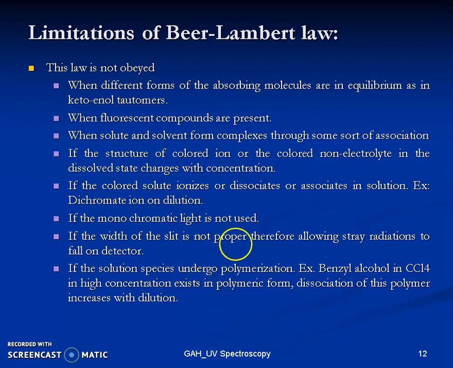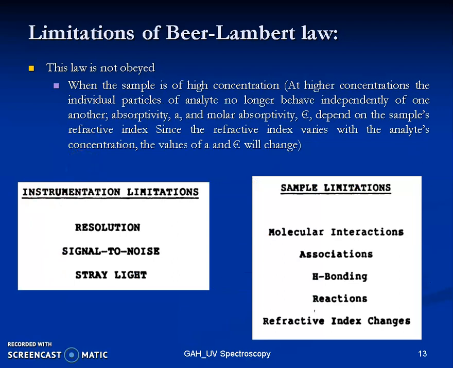If you don't maintain the slit width, which allows a proper amount of incoming radiation, some amount of radiation will be left out to fall on the detector, and that radiation will interfere with the reading of the absorption. Basically, that is also one more limitation of this Beer-Lambert law.